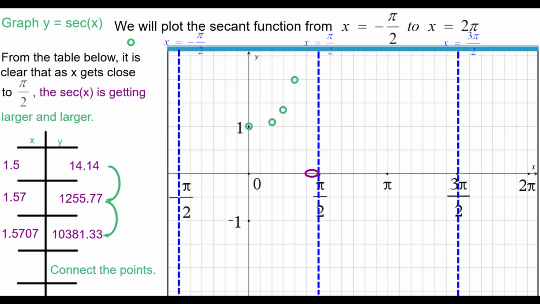So connecting the points, the graph is a nice curve and then takes off, and the closer it gets to pi over 2 from the left, the faster it goes.